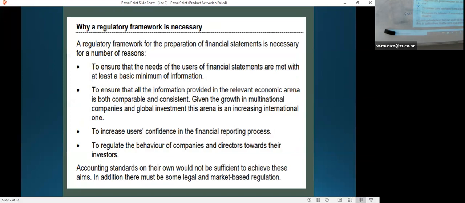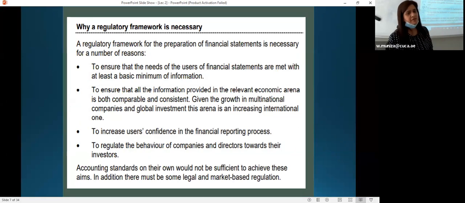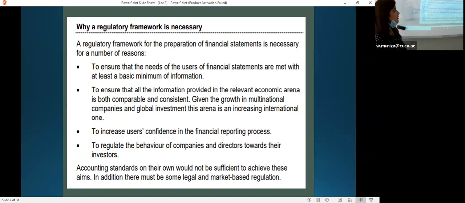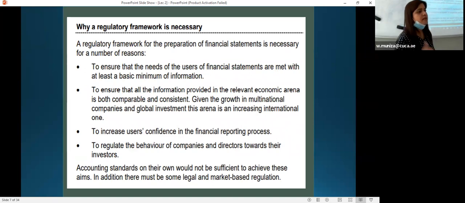Why is a regulatory framework necessary? Why do we want to have some regulations in order to prepare our financial statements? Generally, we do know that regulation is important so that comparison among the financial statements can be made. If everyone is following the same standard, then comparison and consistency can be maintained. If everyone is following a different thing, then it will become a mess. Got it? They say a regulatory framework is necessary to ensure that the needs of the users of the financial statements are met with at least a basic minimum of information. Whatever users of financial statements require, at least a minimum of it should be given to them.